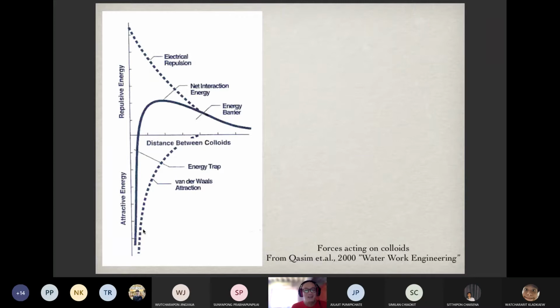In fact, the particles also have the attraction force, but as I told you, the magnitude of the attraction force, or the van der Waals force, is very small as compared to the repulsion. So the repulsion force, the magnitude is much higher, so that the net interaction energy is actually shifted to the repulsive energy side. That is why the particles cannot settle and cannot come closer and attach to each other.